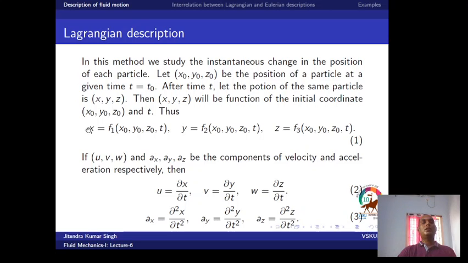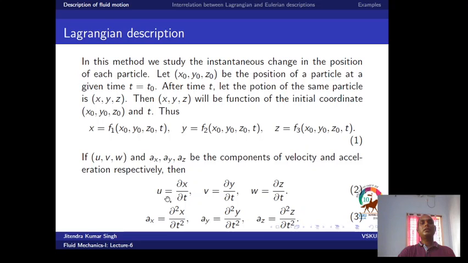So x is a function f1 of the initial position x naught, comma, y naught, comma, z naught, and t, and y will also be a function f2 of x naught, y naught, z naught, and t, and z will also be a function f3 of x naught, y naught, z naught, and t. Now suppose the velocity components in the Lagrangian description are given by u, v, w, and the acceleration components by ax, ay, and az. These components are along x, y, and z directions respectively.